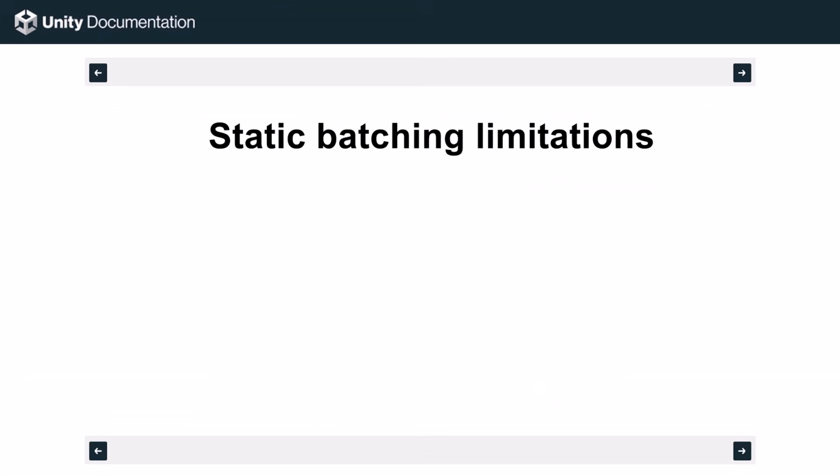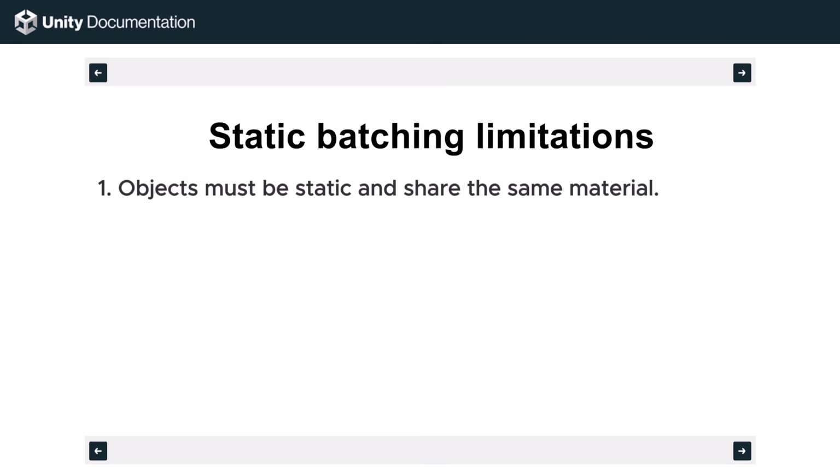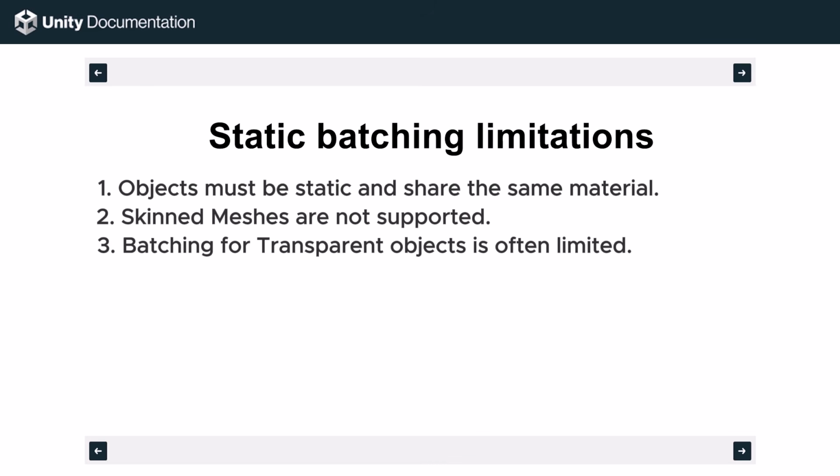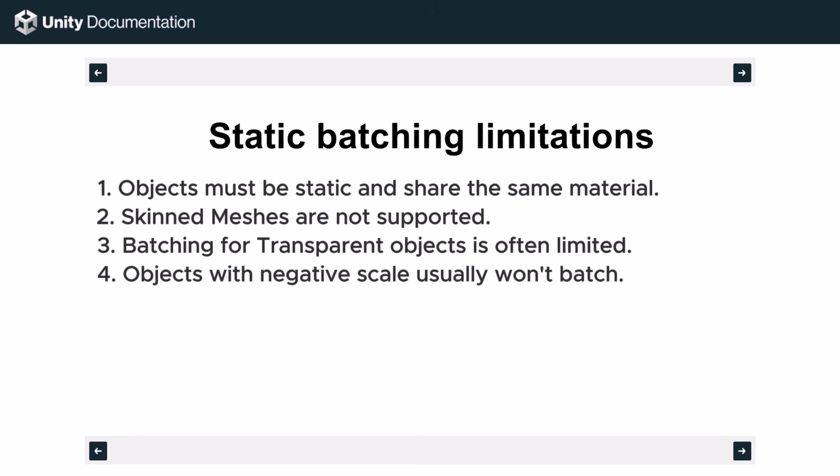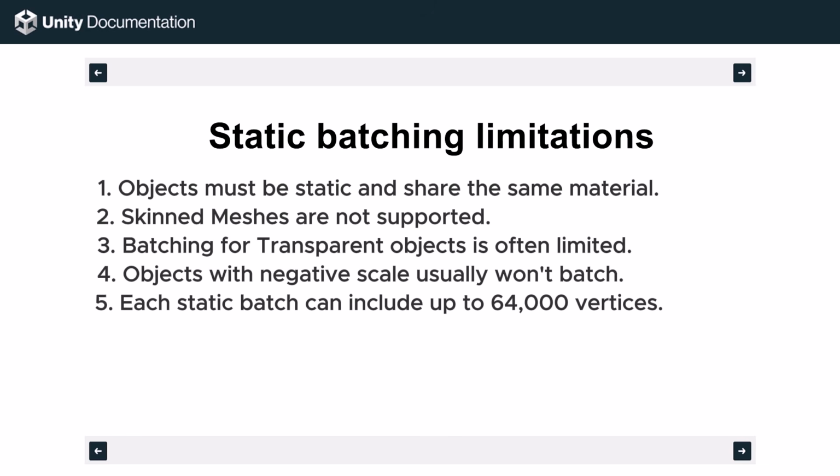I checked the Unity documentation and found these key limitations. Objects must be static and share the same material. Skinned meshes are not supported. Batching for transparent objects is often limited. Objects with negative scale usually won't batch. There is a limit of 64,000 vertices per batch. This is fine for mobile, but modern PCs and consoles can handle much larger meshes.